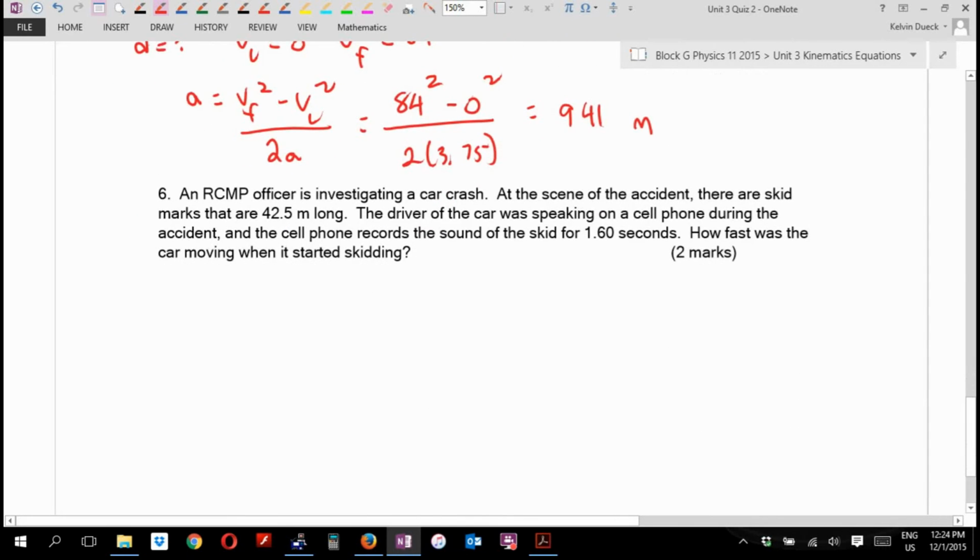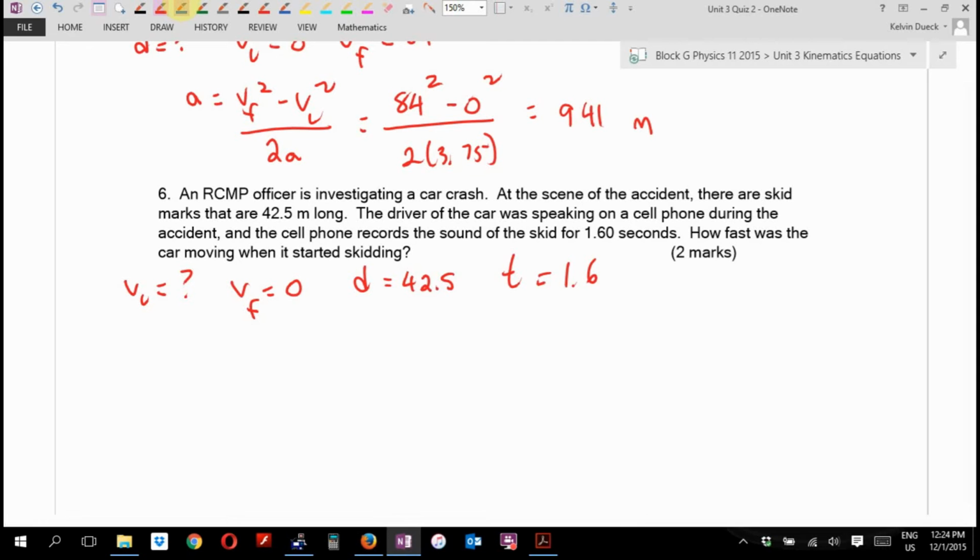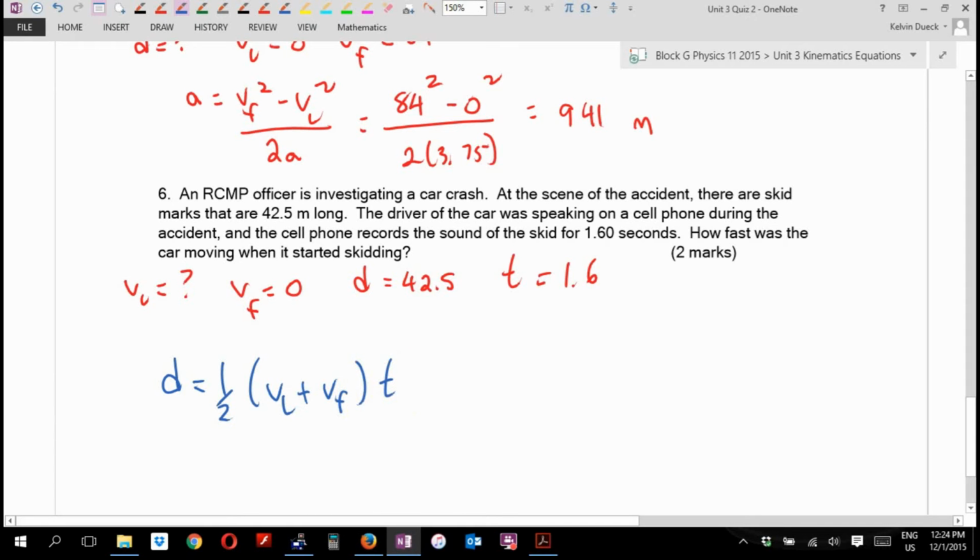And RCMP car crash says, how fast was the car moving? It's really asking me to find VI. What did we decide in any car crash? What's V final? Okay, I'm not going to tell you that. Looks like I see a distance of 42.5. Looks like I see a time of 1.6. I think I'm going to have to use this bad boy. Although, what's V final?